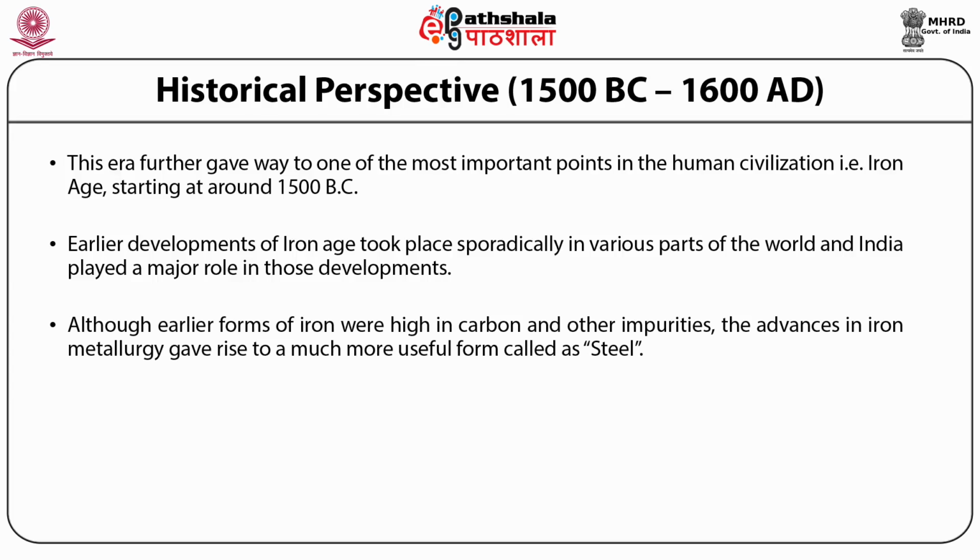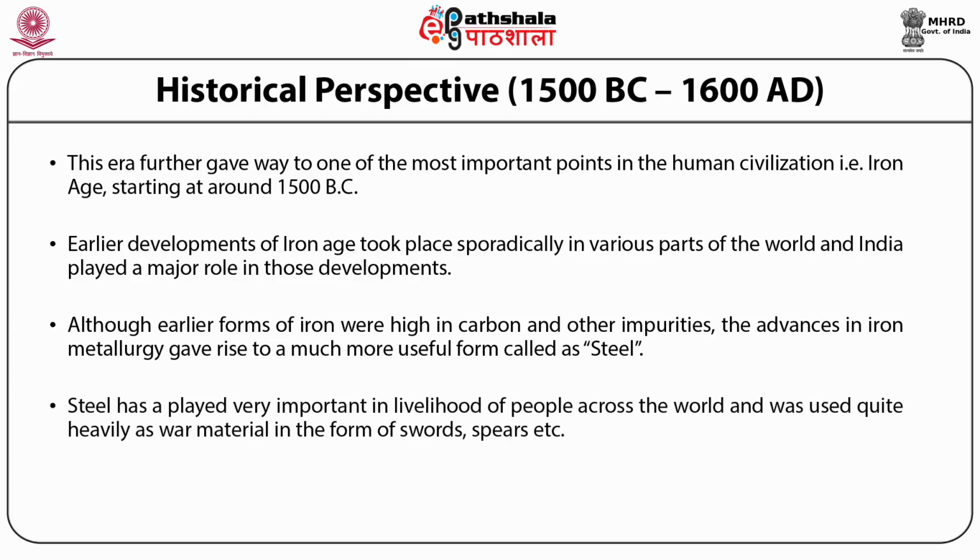Although earlier forms of iron were high in carbon and other impurities, the advances in iron metallurgy gave rise to a much more useful form called steel. Although steel making goes back to 1800 BC in Anatolia, high quality steel such as Wootz steel and Damascus steel began to be produced in South India at around 300 to 400 BC. Steel has played a very important role in the livelihood of people across the world and was used quite heavily as war material in the form of swords, spears, etc.